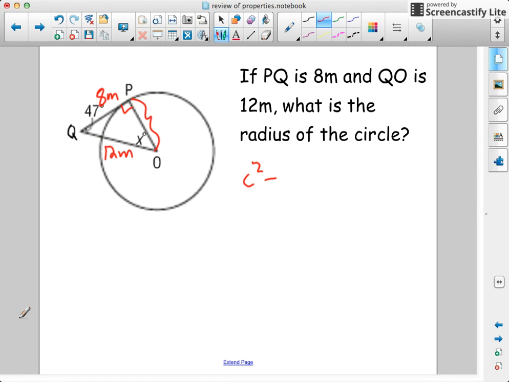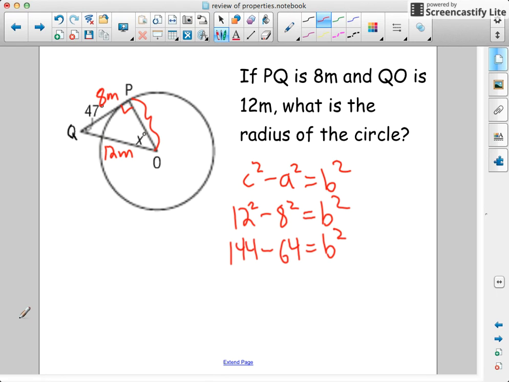So I'm going to do C squared minus A squared equals B squared. That would be 12 squared minus 8 squared equals B squared. 144 minus 64 equals B squared. So 80 equals B squared. Square root of those, and my radius of the circle is approximately 8.9 meters.